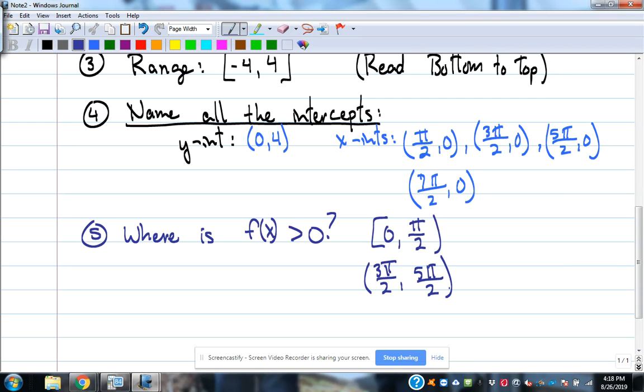The question asks, where's y greater than 0? Where is a location? Locations are generally x values or x intervals. Those are x values that we're reporting. Okay, go back to the graph.